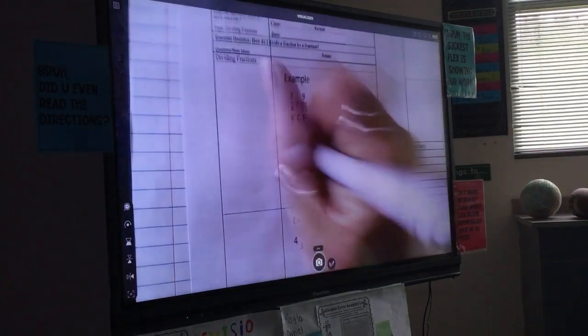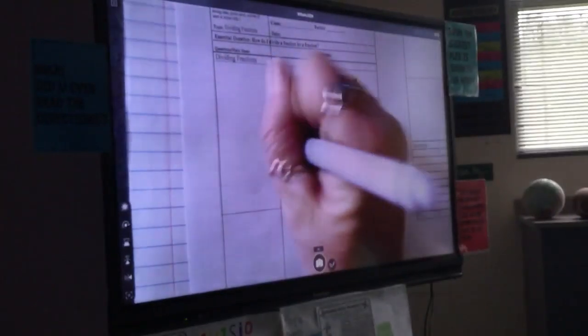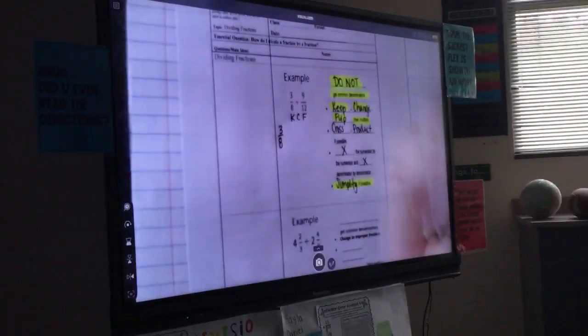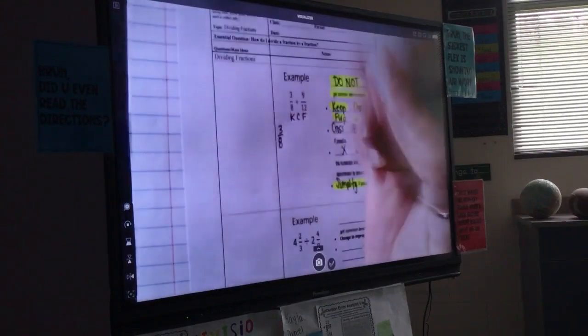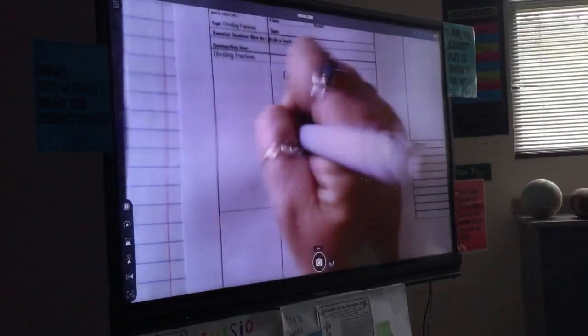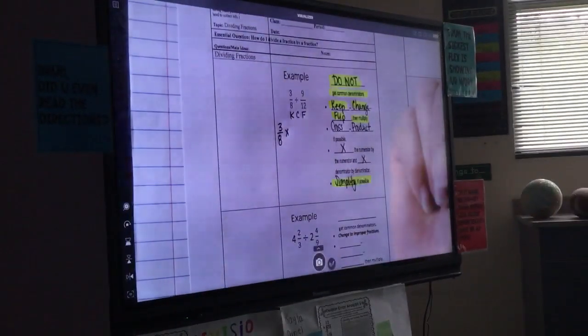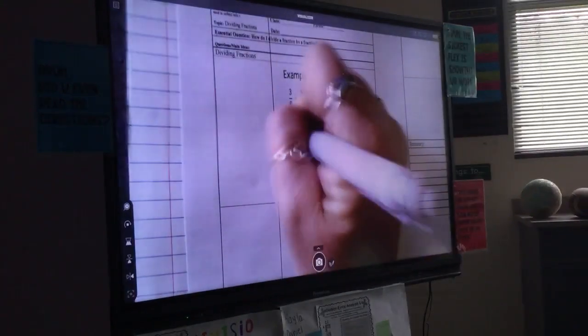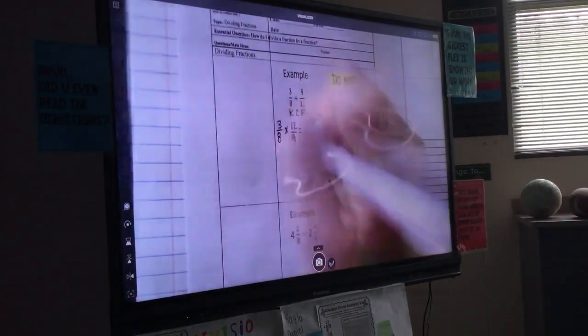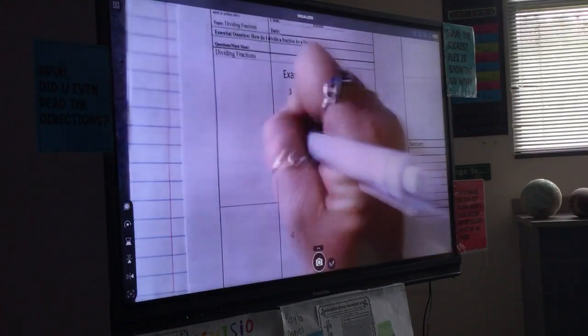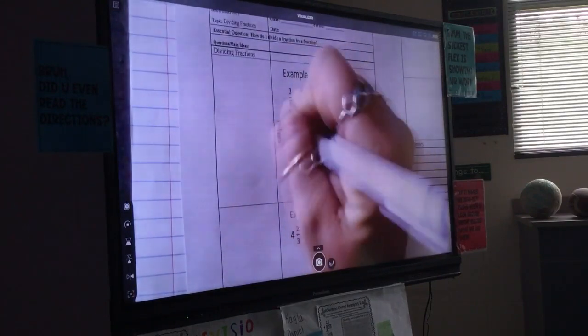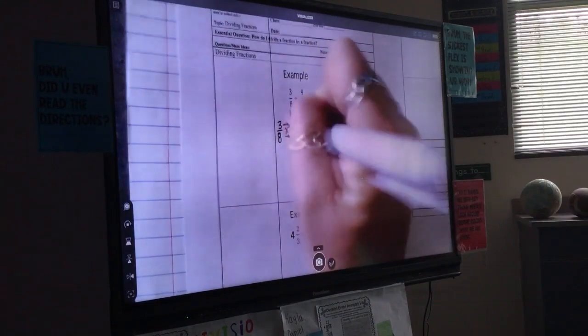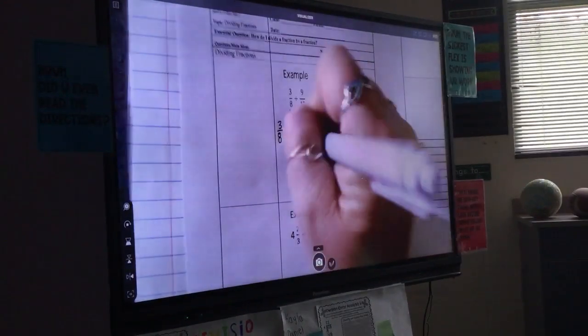So we're going to go ahead and we're going to keep the first fraction. What do I do with my operation? Silas? Change it to multiplication. And then what do I do with my second fraction? Kira? Flip it. So it's going to become 12 ninths. All right, then you multiply straight across. 3 times 12 is 36, and 8 times 9 is 72.